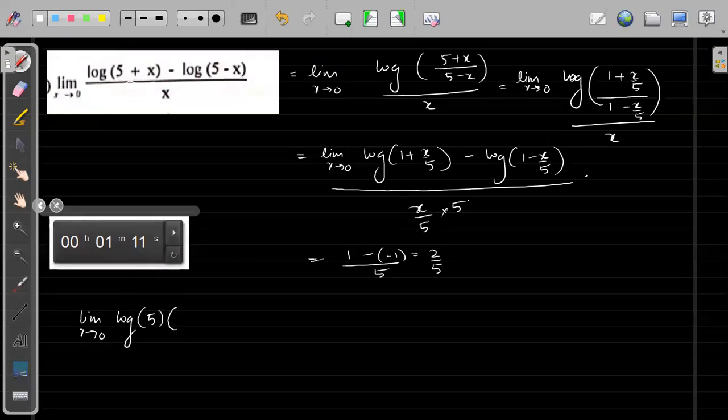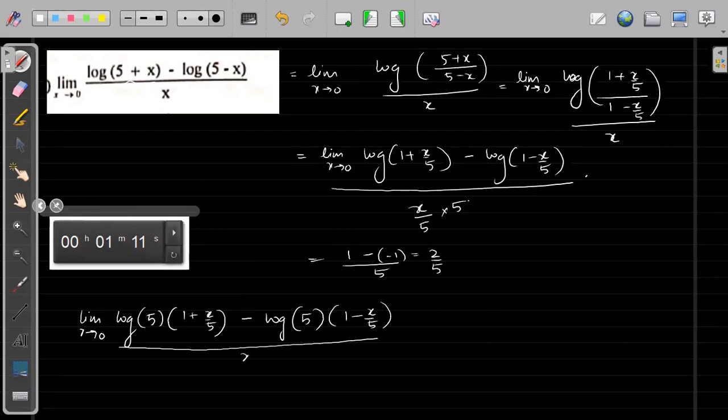If I take 5 common, this will become 1 plus x by 5, right? Minus again log 5. If I take 5 common, it becomes 1 minus x by 5, right? Whole thing divided by x. Log of a into b is what? Log a plus log b.